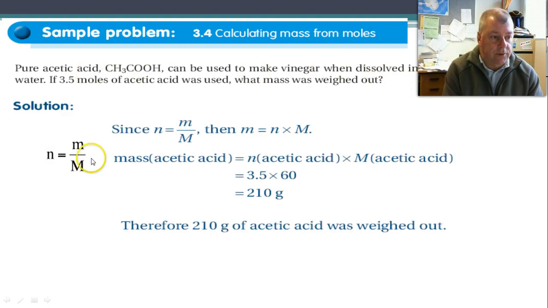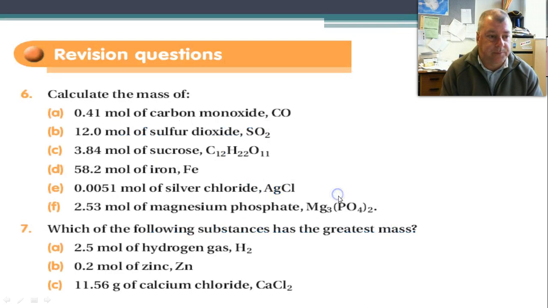And again we're using our formula here, which is on our information sheet, and we've rearranged it, brought the M across to here by multiplying, which leaves m by itself, and so m equals n times capital M. And we've got the number of moles, 3.5. We worked out the molar mass of acetic acid by adding them all together to get 60, and we get 310 grams. That's how much needs to be weighed out.